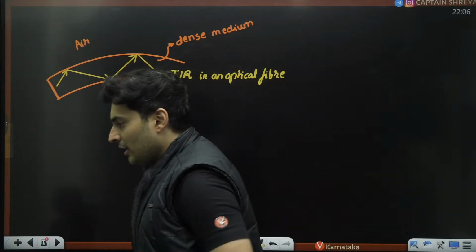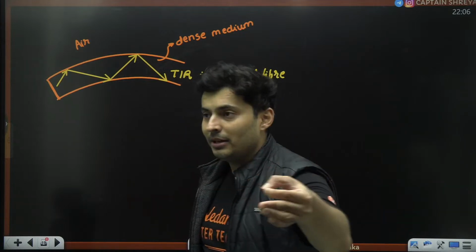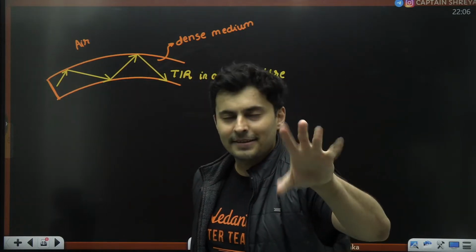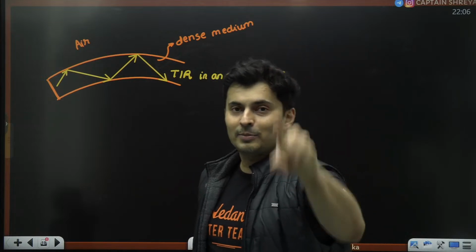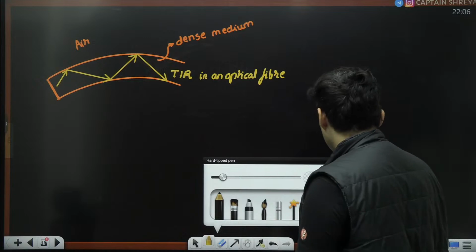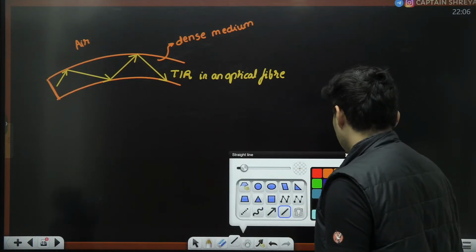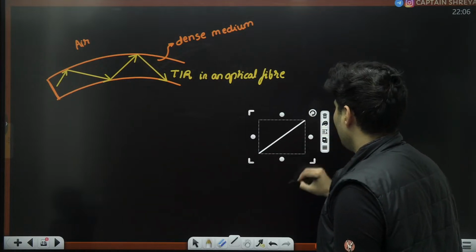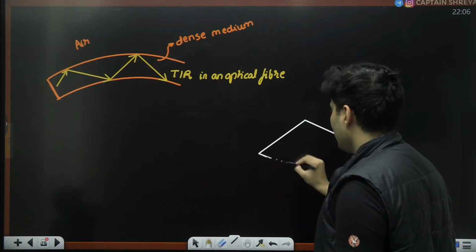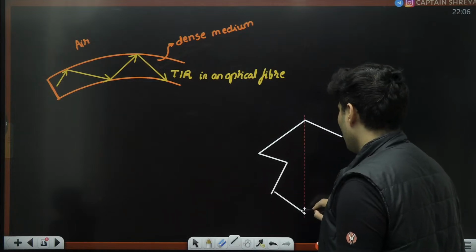The rainbow formation is based on a completely different thing. It is based on a phenomenon called dispersion. Yes, refraction is also there, but dispersion is going to play a very important role. If you ask me about diamond, some people ask, sir, how does this diamond function? Why does that high refractive index play so much of a role in that?